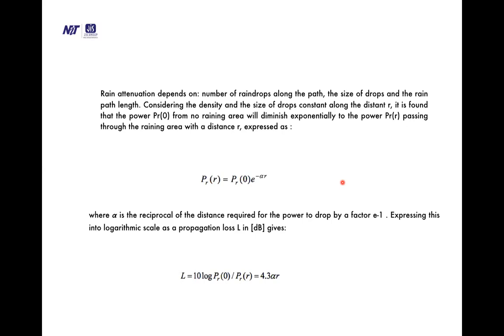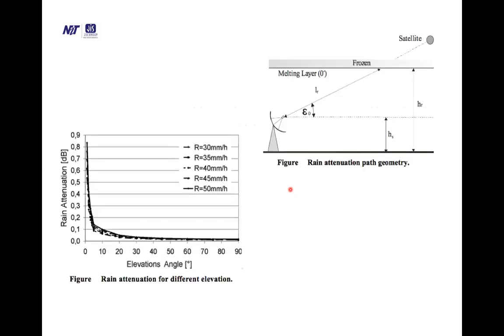Rain attenuation is one of the very great factors, and that is given by PR is equal to PR in the neutral condition, that is without rain, e to the power minus alpha r. Alpha is an exponent, and there are standard values of these exponents. This is a graphical representation of a particular scenario, with a transmitter and a satellite, and how the elevation angle depends on the atmospheric rain is shown. As the elevation angle increases, rain attenuation decreases.